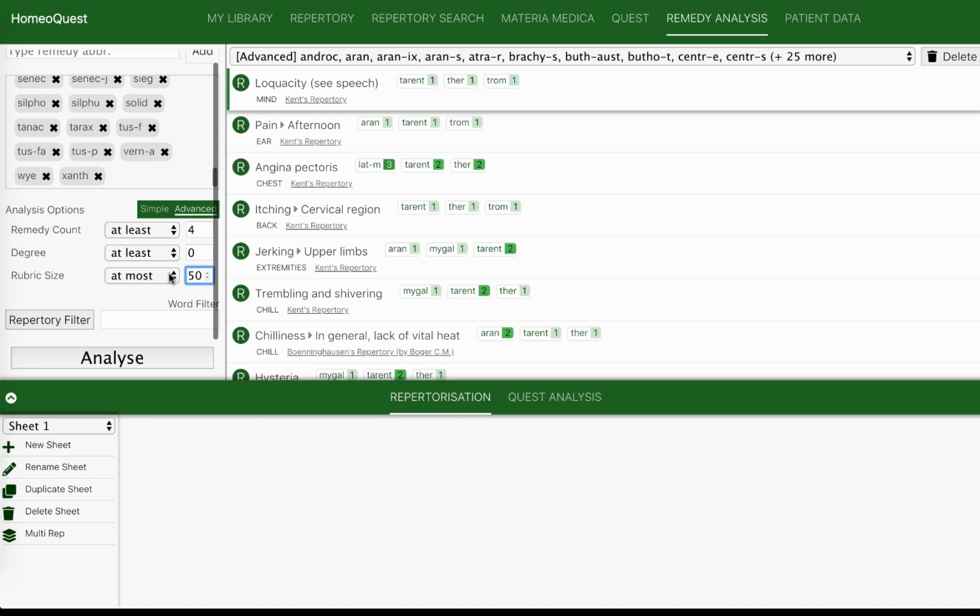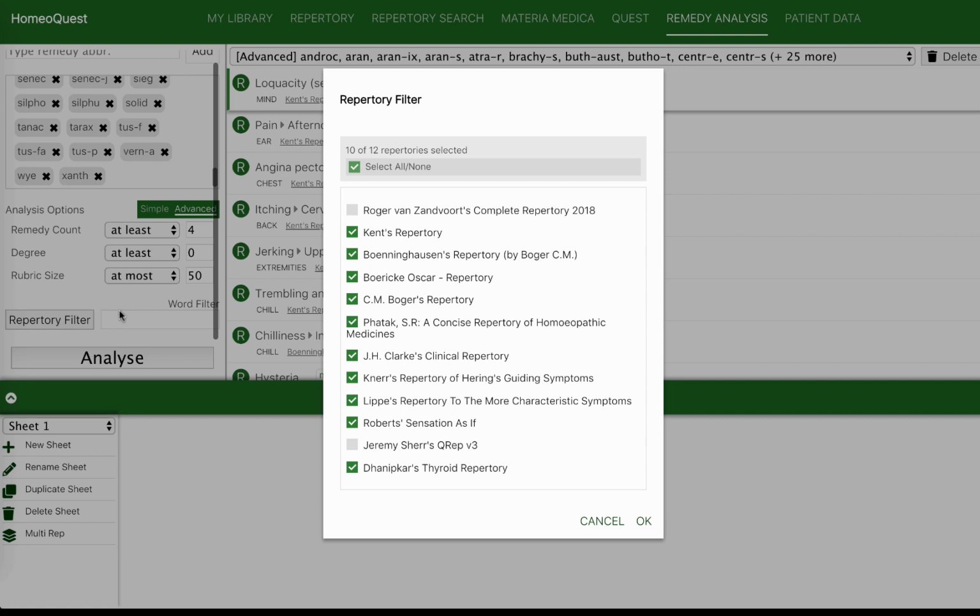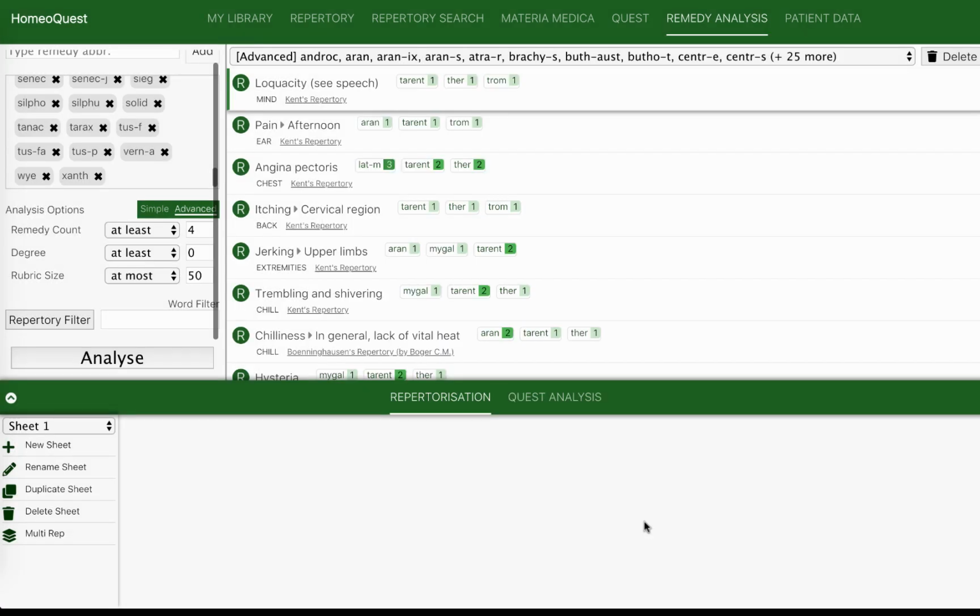All right, and this time I'm going to choose some interesting books here. I want to choose only the Bönninghausen type books. So I'm also going to remove Kent. I'm going to remove Phatak. I'm going to keep Bönninghausen, Boger, Boericke. We're going to use Clarke. I don't want the Kenton repertory. Robert Sensation, I don't want. Let's keep Lippe and Knerr. All right, and now say okay, because I want to look at the real physical symptoms coming up from this family and check it out. So these are the repertories we use and analyze.